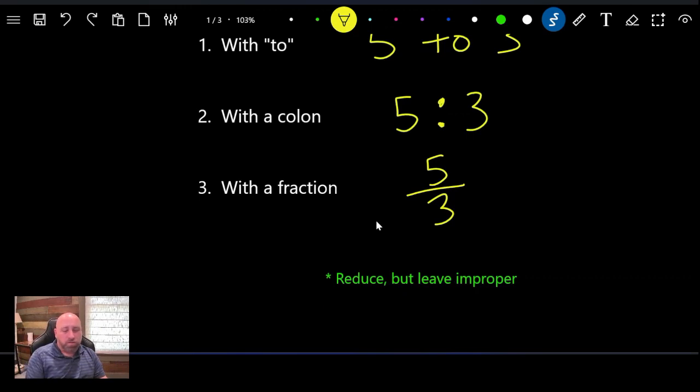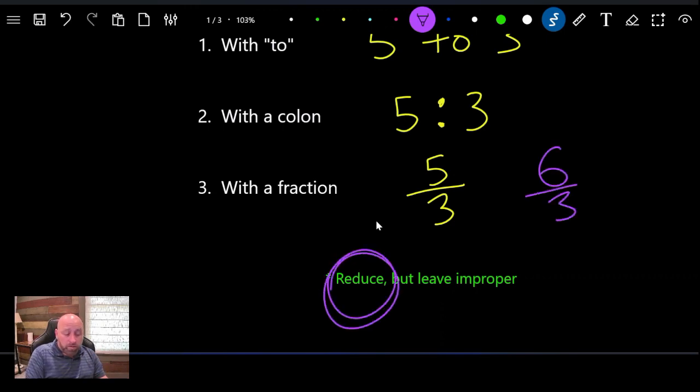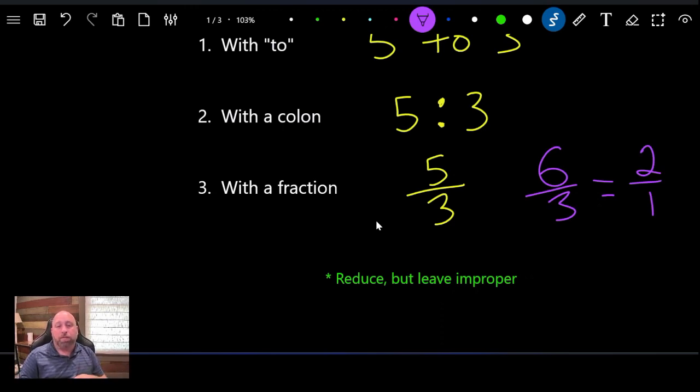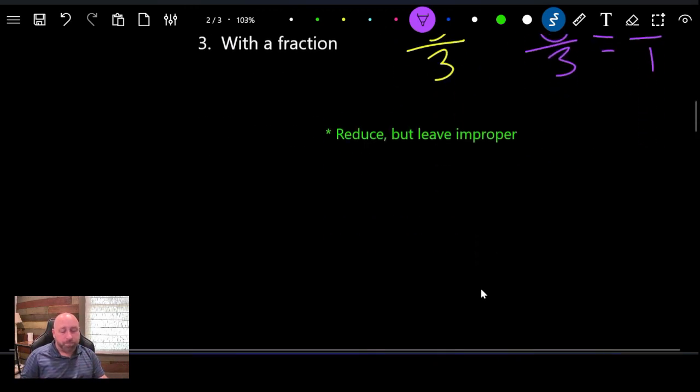Now, we would reduce it. Let's say that we had a ratio, and instead of 5 to 3, it was 6 to 3. We would reduce this. So this would equal what? Reducing that would be 2 to 1. So you always want to give your fractions in lowest terms, and we've talked about how to reduce fractions. But always leave it improper. In fact, from now on, you can always leave your fractions improper. Always. Just leave them improper. Okay?